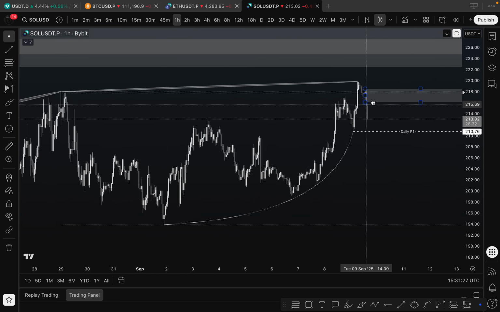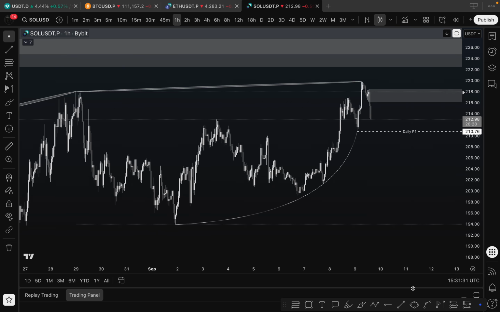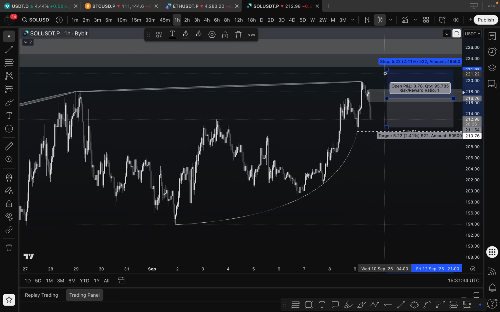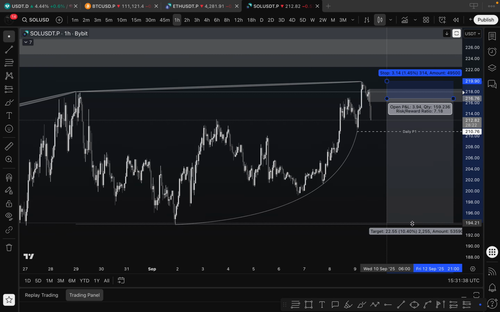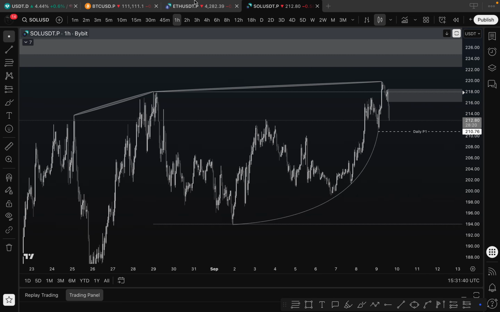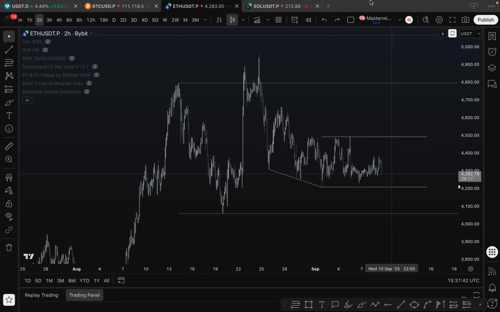We have some supply left behind at the range high, so if we get there, I will look for a short with a stop loss above that high, which is a clean invalidation, and then target these range lows. So that's basically the plan for Sol. Look for short, ETH, interest in longs from lower.